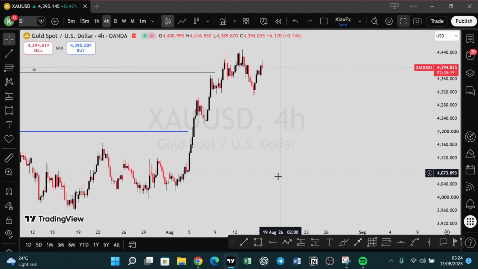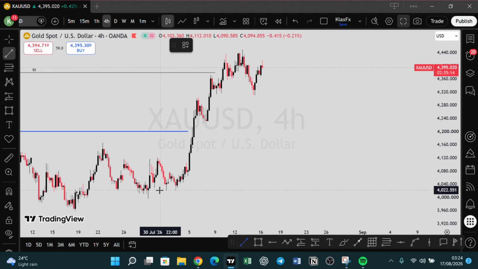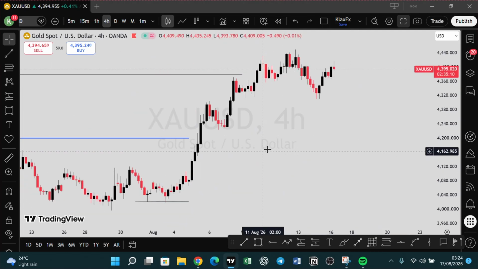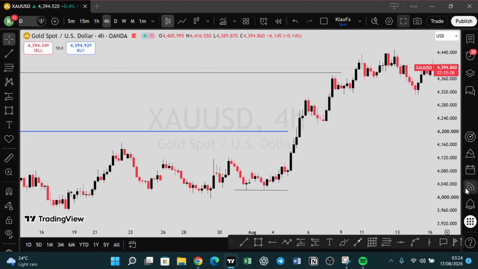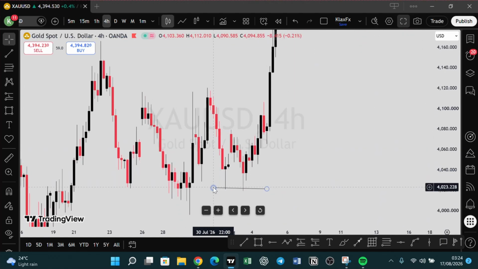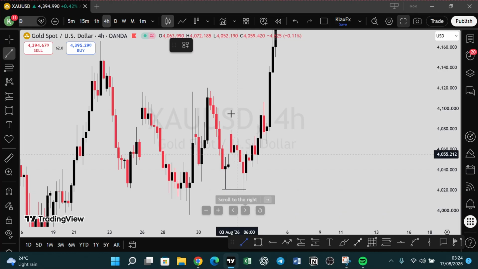Okay, you can see we had this sweep. You can see that the market has swept something here. Why is that place a sweep? If I zoom in, you can see that the market took out that low. You can see the market took out that low. And we have this break of structure to the upside.